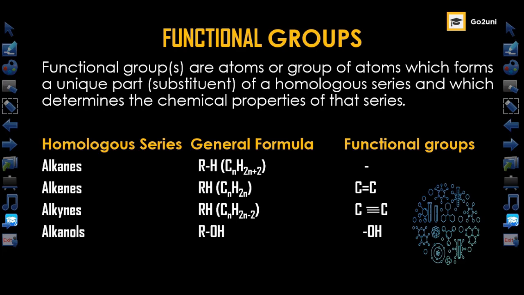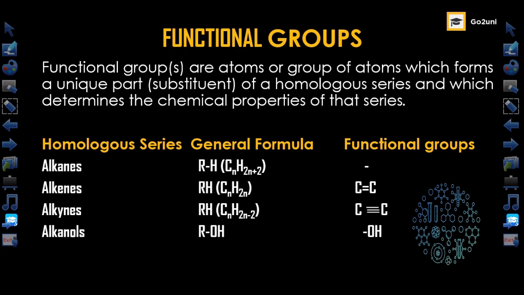A good example is, as we can see, in alkenes, the functional group is the double bond. The functional group in alkynes is the triple bond. But alkanes literally have no functional group. So examples of functional groups and the homologous series to which they are attached are as displayed on the screen. Alkanes, we have seen their general molecular formula, that of alkenes, alkynes, and alkanols.